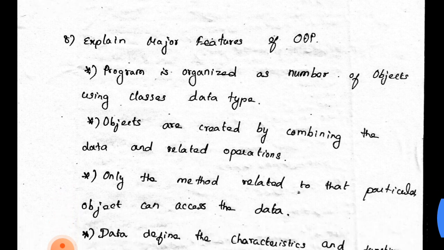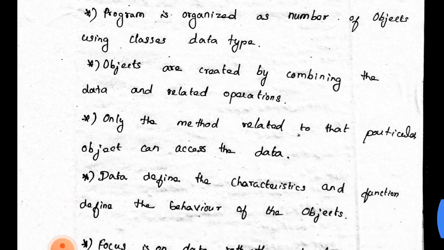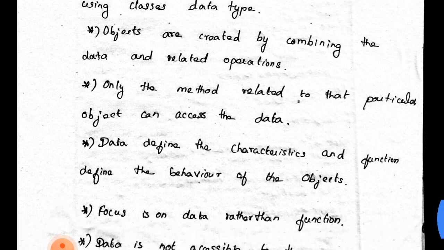We move on to the next question. Explain major features of OOP. In a C++ program, we use a number of objects and classes. So the first feature is a number of objects using classes as a data type. Objects are created by combining data and related operations. Only the methods related to a particular object can access its data.